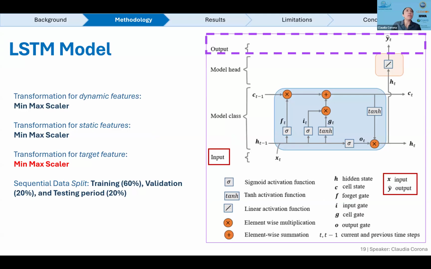Cool. So as we've all learned over the last 2 weeks, there are many options to choose from when developing an LSTM model. Here we show a conceptual diagram of an LSTM cell showing the input, output, and forget gates, which makes it ideal for working with sequential data such as time series. So for the LSTM's model head and model class, we use the min-max scaler, which is a common choice for scaling as it normalizes data to a specific range, typically 0 to 1. Next slide.